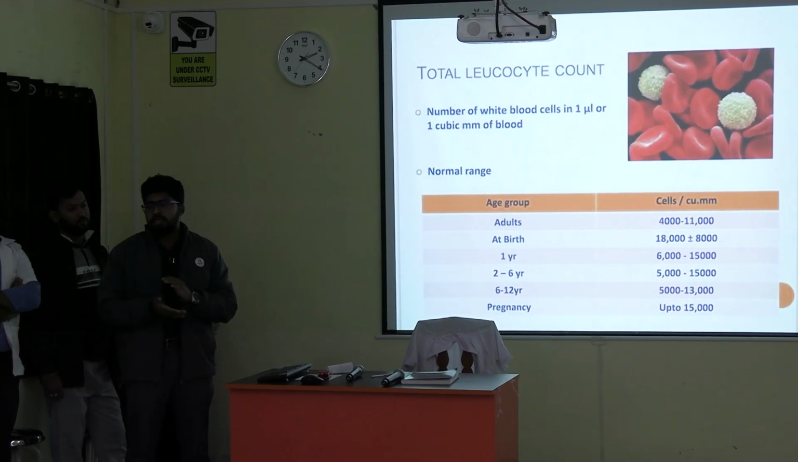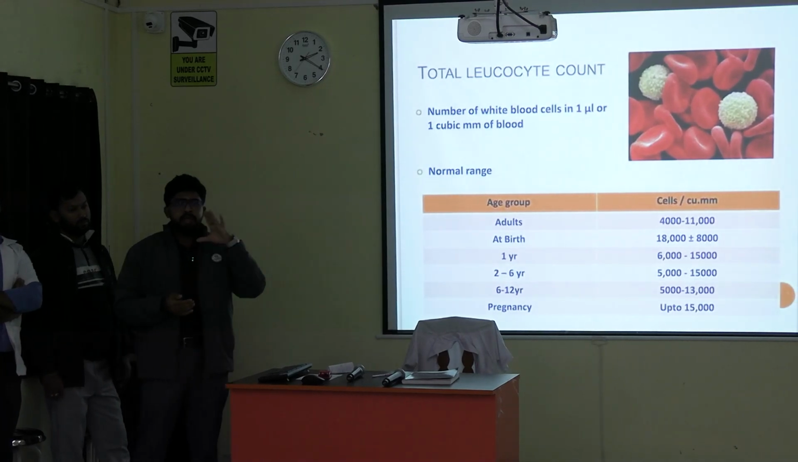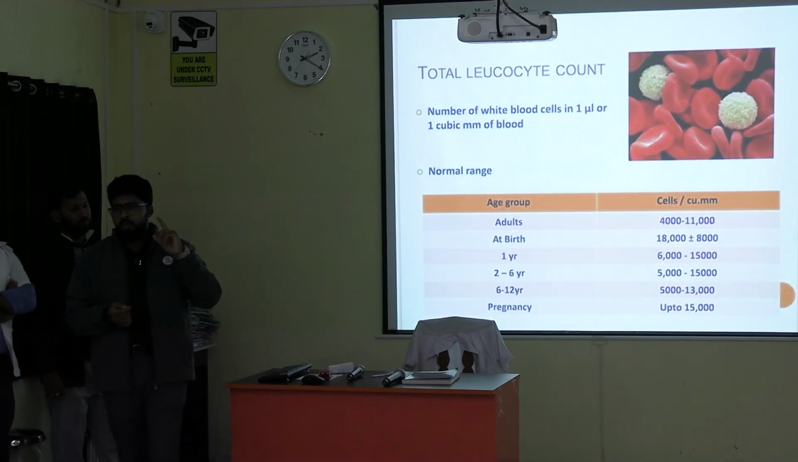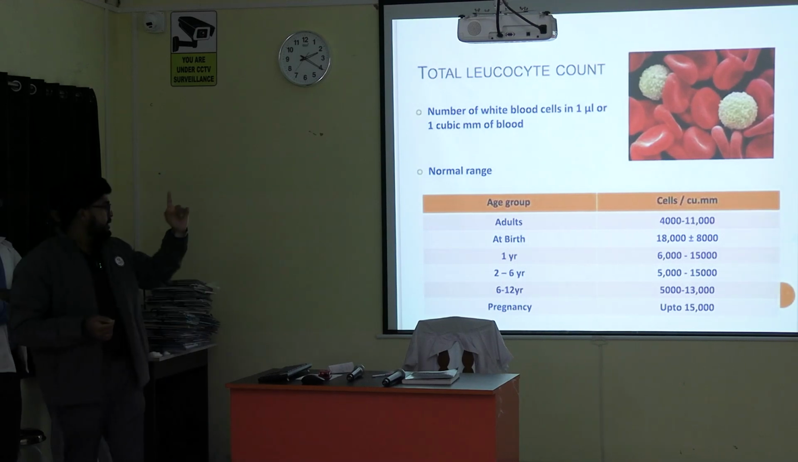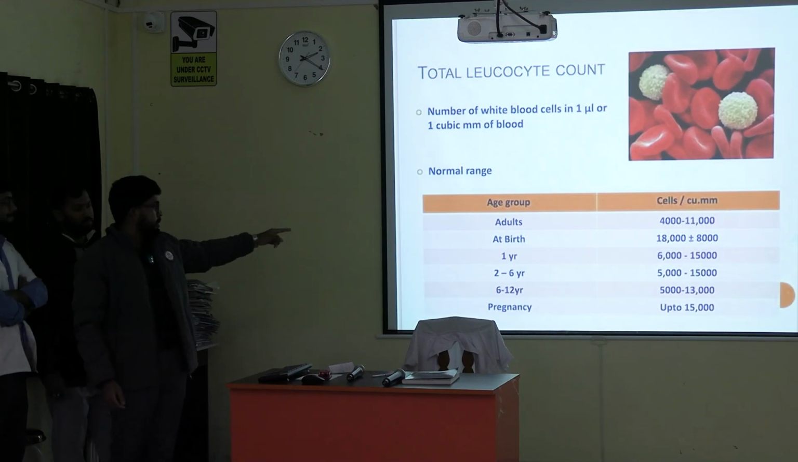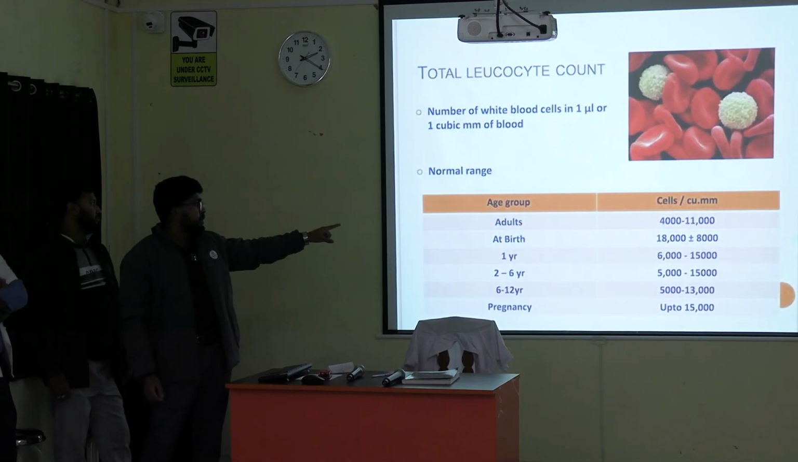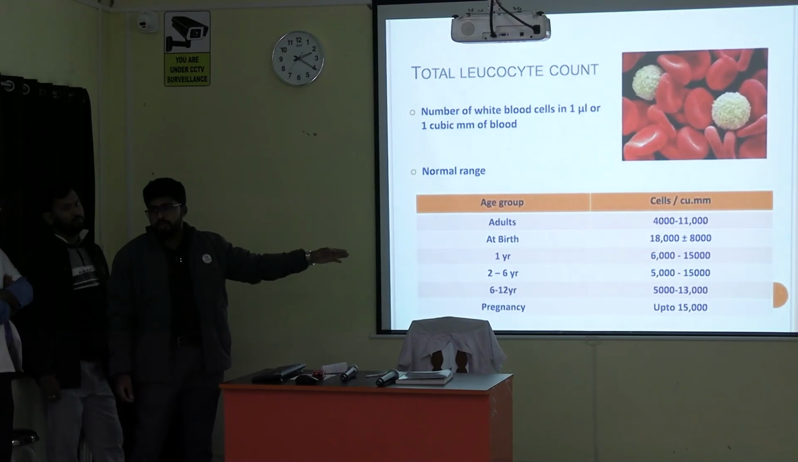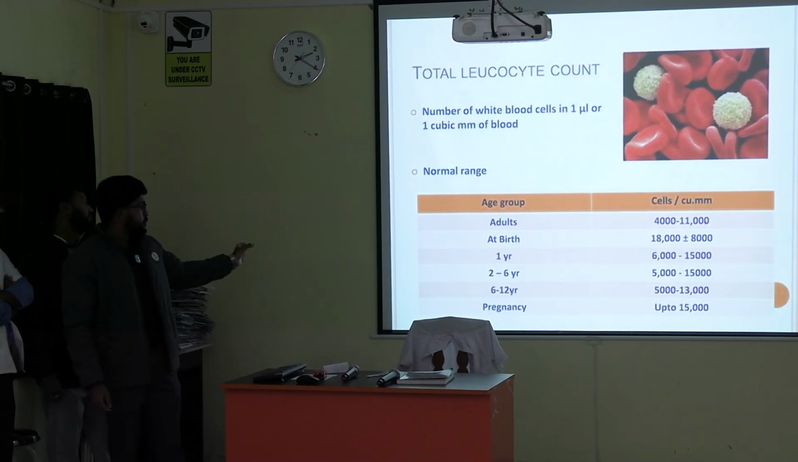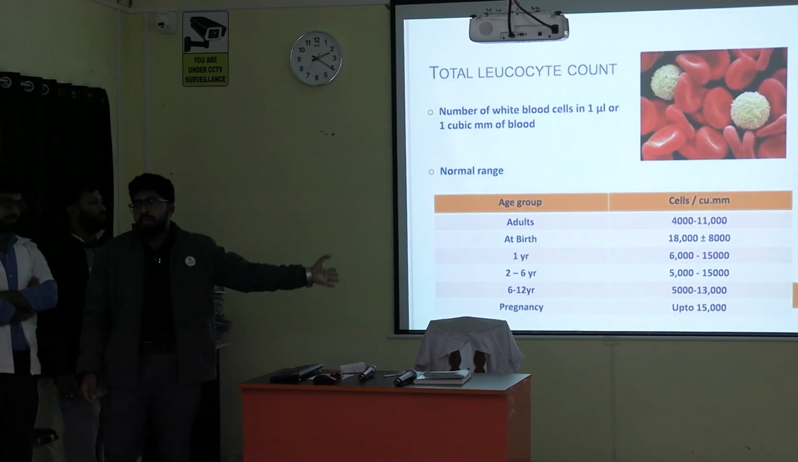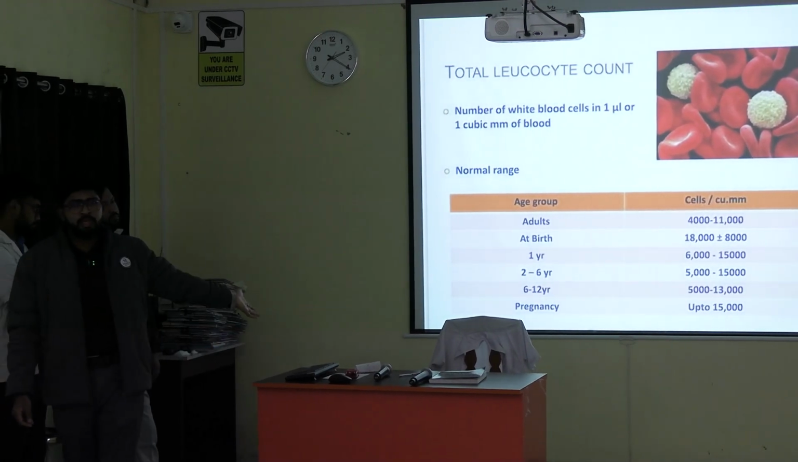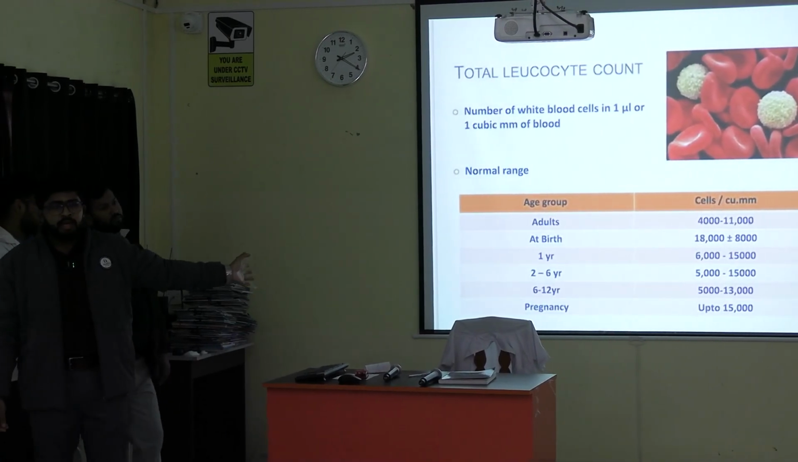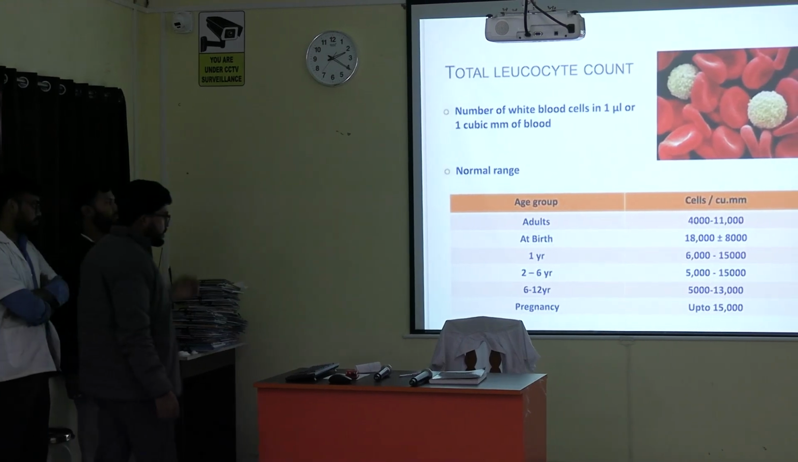With time, with age, your bone marrow activity reduces, and hence you can see at 1 year the WBC count comes down to 6,000 to 15,000. At 2 to 6 years it comes down to 5,000 to 15,000, and at 6 to 12 years it comes down to 5,000 to 13,000, which is almost like an adult count, the adult total WBC count.